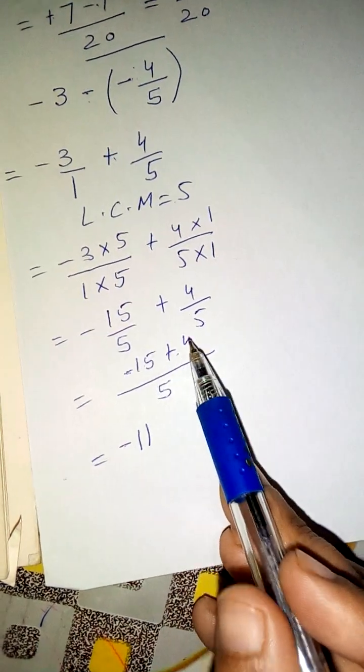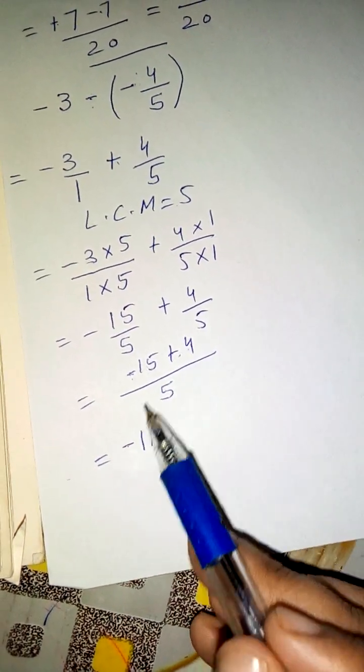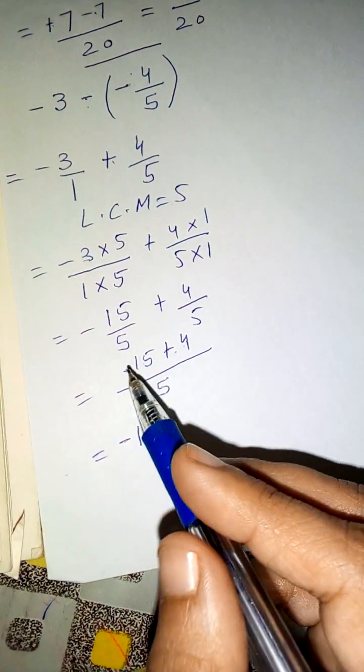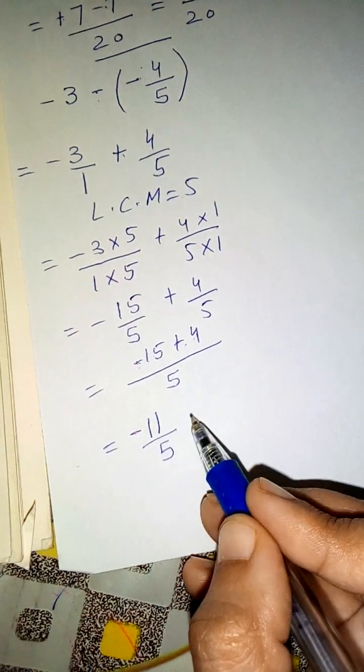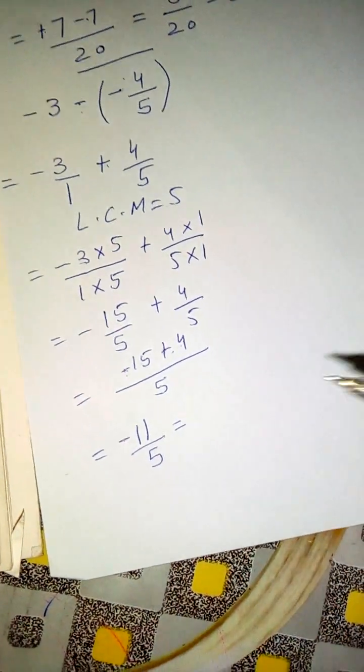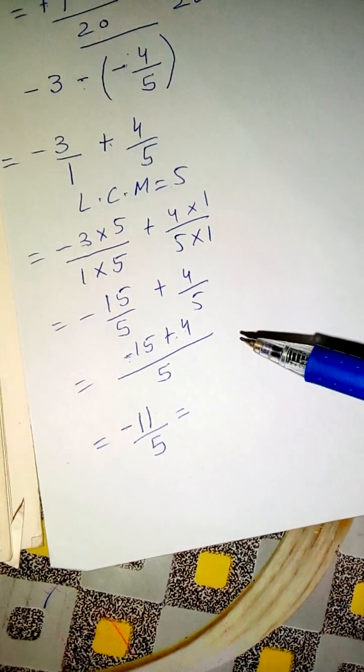So 15 plus minus minus, 15 minus 4 is 11, but the sign is of the bigger value, and the bigger value is 15. Then we write down the denominator. The next method is simplification or the mixed form.